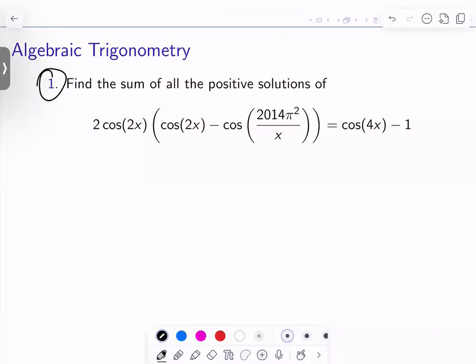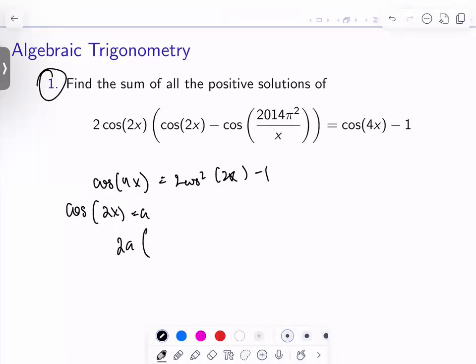First of all, the first thing we can do is rewrite cosine 4x as 2 cosine squared 2x minus 1. And now we have a lot of cosine 2x's in the equation, so a clever substitution would be to write cosine 2x as some a. And then we have this expression, cosine 2014 pi squared over x, and we can let that be equal to some other b because we can't nicely express that in terms of cosine x, cosine 2x, cosine 4x, etc.